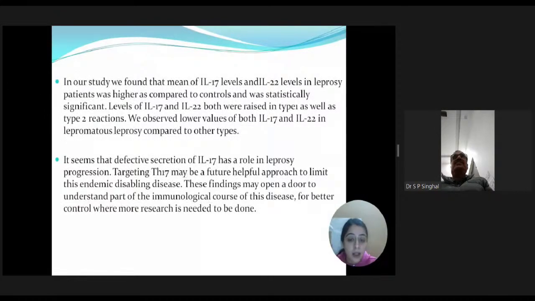In our study, we observed that interleukin 17 and 22 levels in leprosy patients are higher as compared to controls, and they were raised in type 1 and type 2 reactions, but they were quite low in lepromatous leprosy. So targeting Th17 may be a future helpful approach to limit this endemic disabling disease. Thank you.